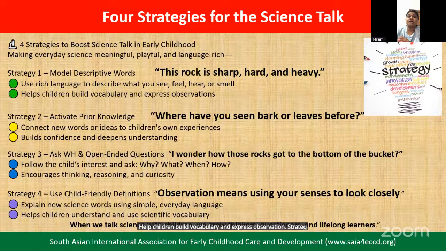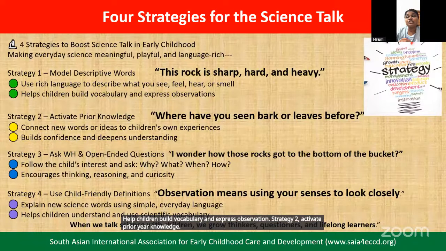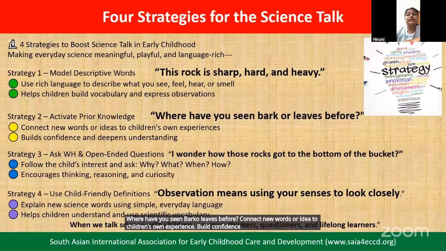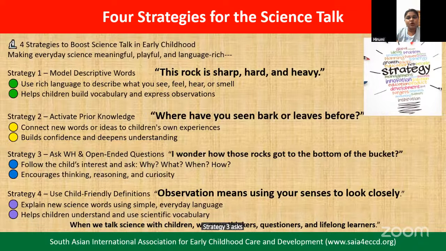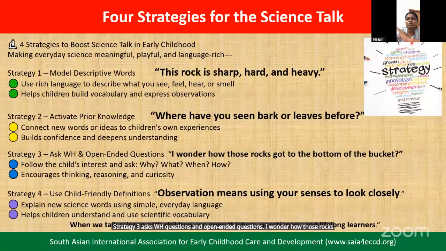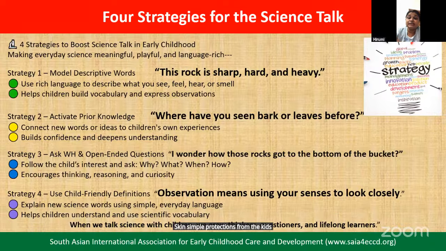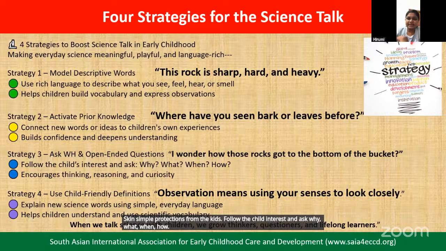Strategy 2, activate prior knowledge. Where have you seen bark or leaves before? Connect new words or ideas to children's own experience. Build confidence and deepen understanding. Strategy 3, ask WH questions and open-ended questions. I wonder how those rocks got to the bottom of the bucket. Asking simple questions of the kids. Follow the child's interest and ask why, what, when, how. Encourage thinking, reasoning, and curiosity.